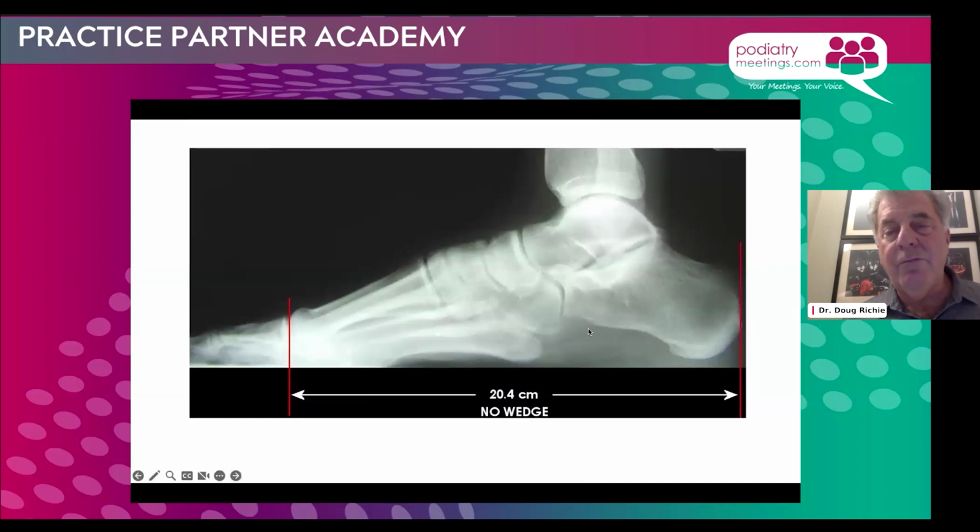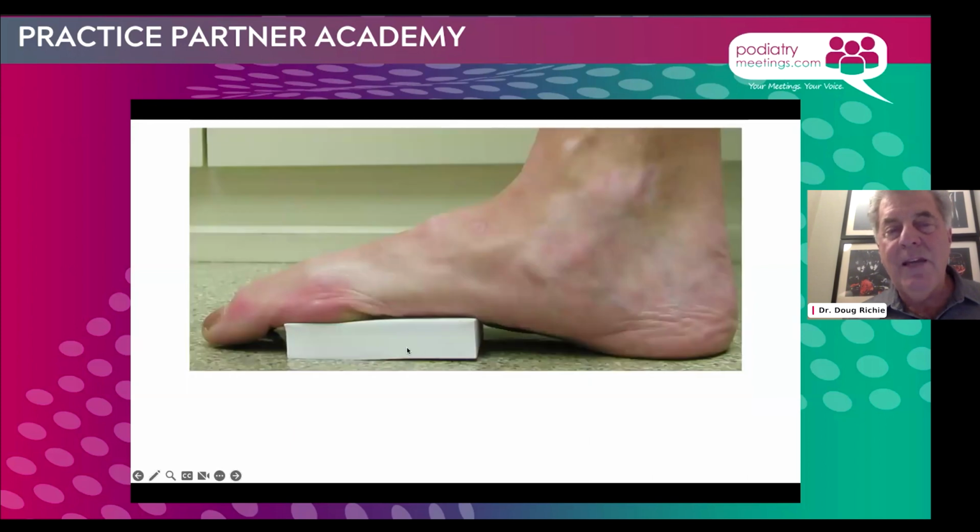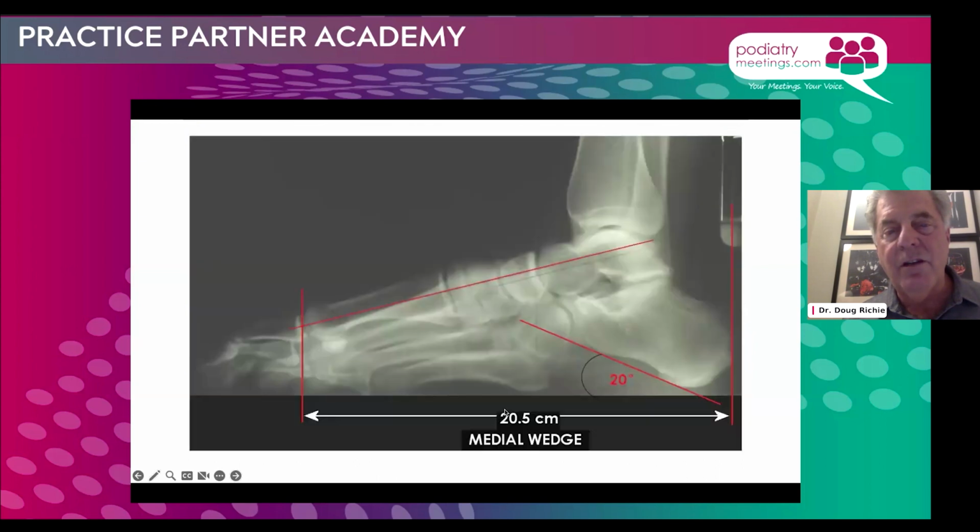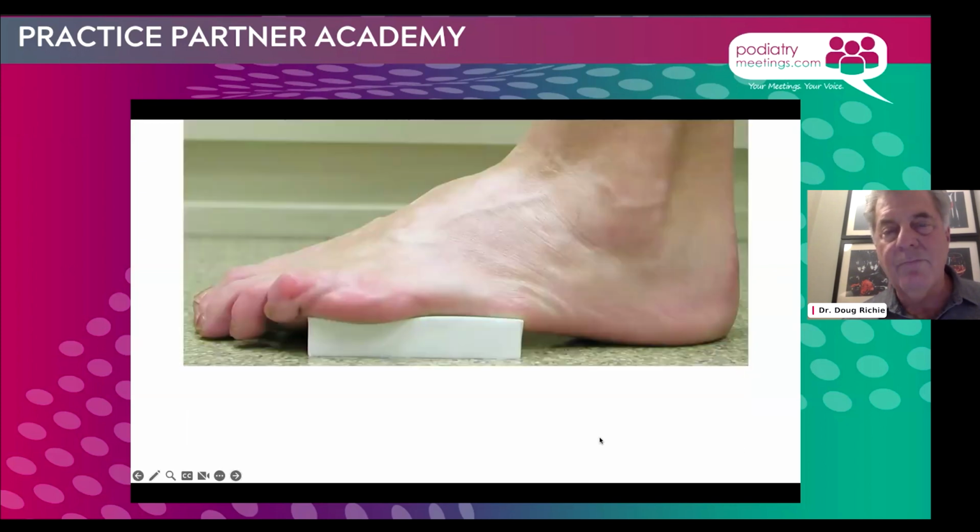Without any wedge, most people would agree this is a very healthy, normal foot. I was interested in measuring how the length of the foot relative to the arch height would change with these wedges. So with a medial wedge placed under the forefoot, a varus wedge under the forefoot, we see the wedge dorsiflexes and elevates the first ray significantly. And I measured a 20-degree calcaneal inclination angle and a length of the arch of 20.5 centimeters.